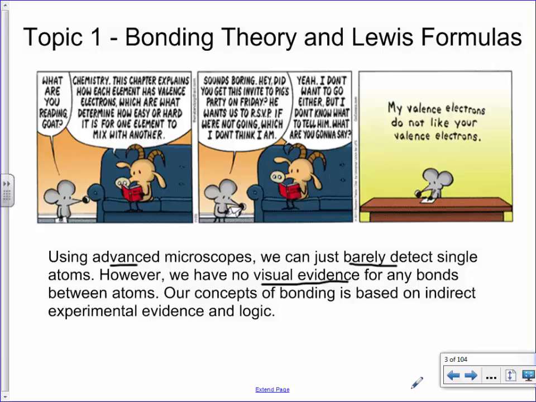You guys have seen the Magic School Bus before at some point, right? If Miss Frizzle and her Magic School Bus kids could zoom the bus down to the smallest size possible, honestly, we have no idea what it would look like. It's too small. And that's one of the weird things about this unit. So all of our bonding is based on either logic or very indirect evidence.